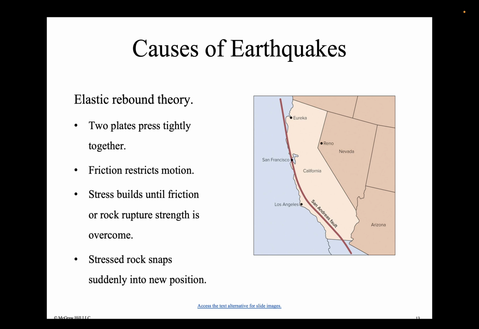This movement of snapping suddenly and then setting into a new position is called the elastic rebound. There is a catastrophe, and then those rocks settle back again. So that's why it's called elastic rebound.